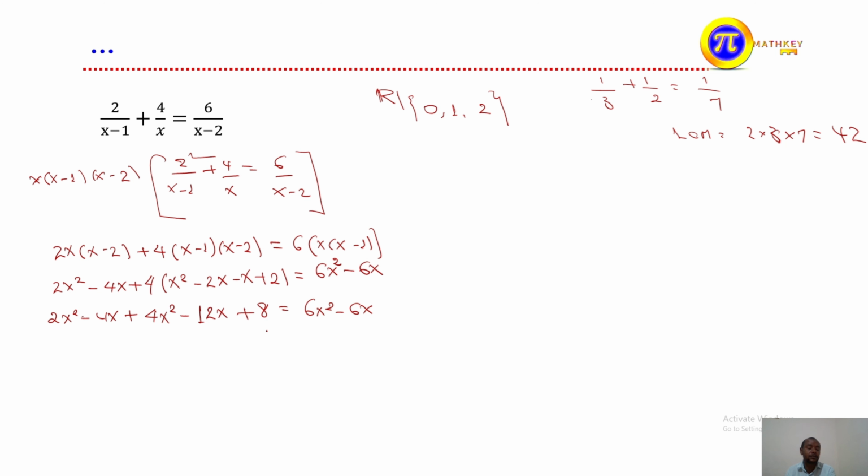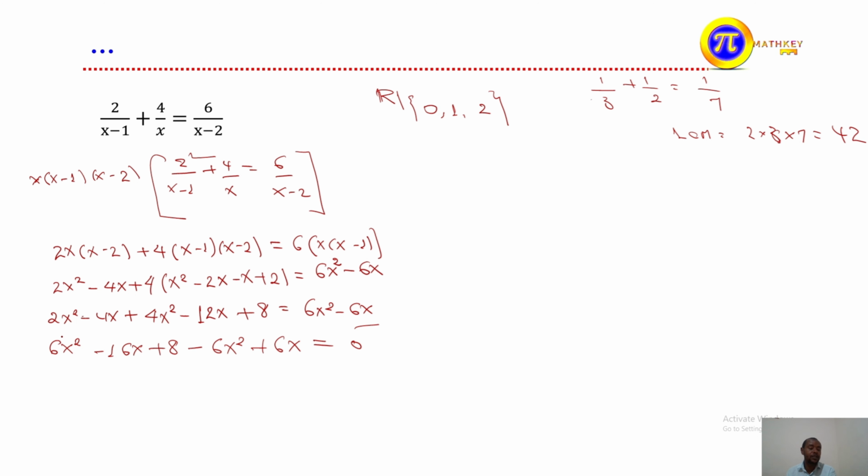That is 6x. You know that 2x squared plus 4x squared is that? That is 6x squared. Minus 4x plus minus 12x is what? That is minus 16x. Plus here is what? 8. Take this one to the left side. This means what? Minus 6x becomes what? That is plus 6x, since it is positive when taken to the other side.